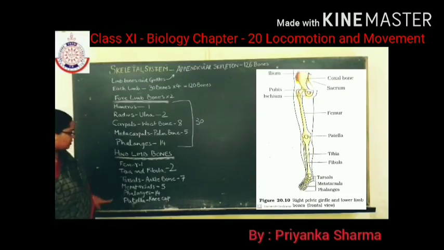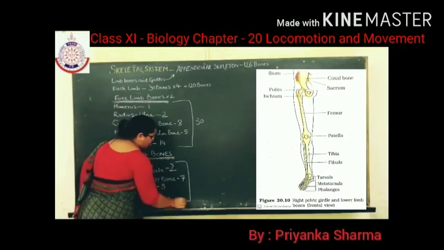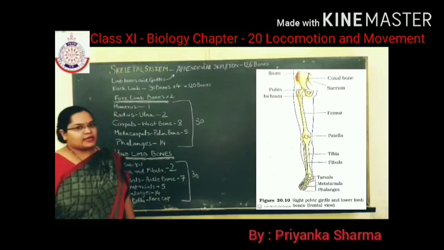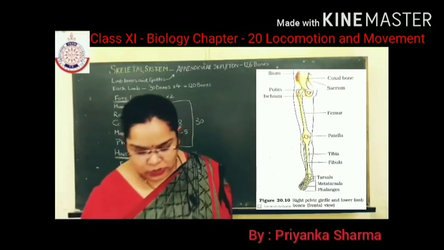So the total is 14 plus 1, 15, plus 5, 20, plus 7, 27, plus 2, 29, plus 1, 30. So the total is 30. I hope it's clear to everyone. Let me explain it with the help of the skeleton also once again.